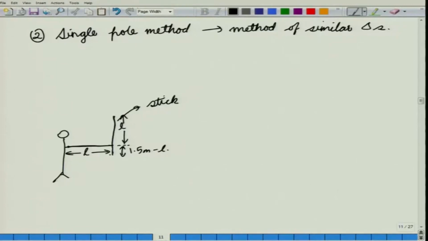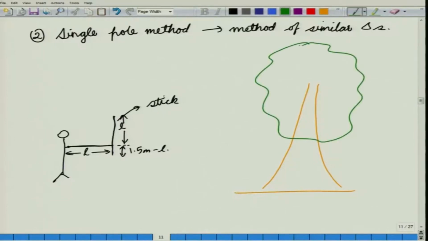So, he is holding this stick in such a fashion that the length of his arm and the length of the portion of the stick above his arm is the same. Now, he takes this stick and goes into the field, and there he sees a tree. So, what does he do now?